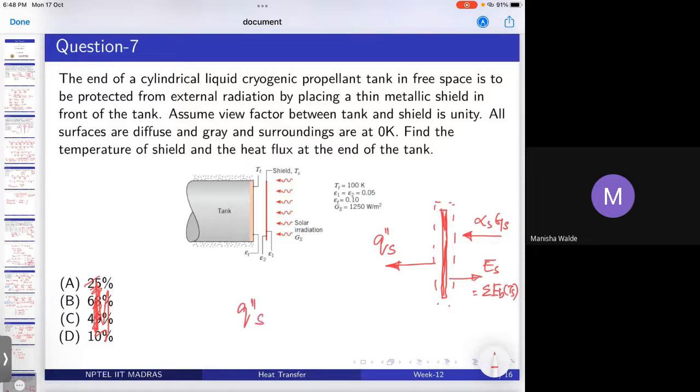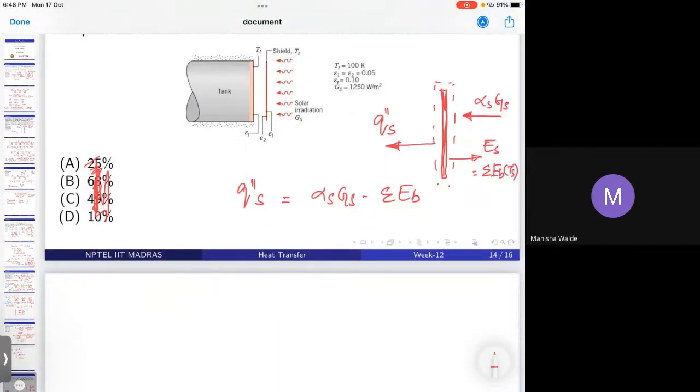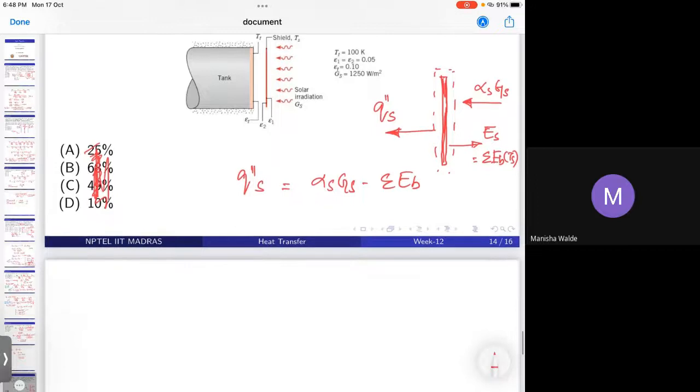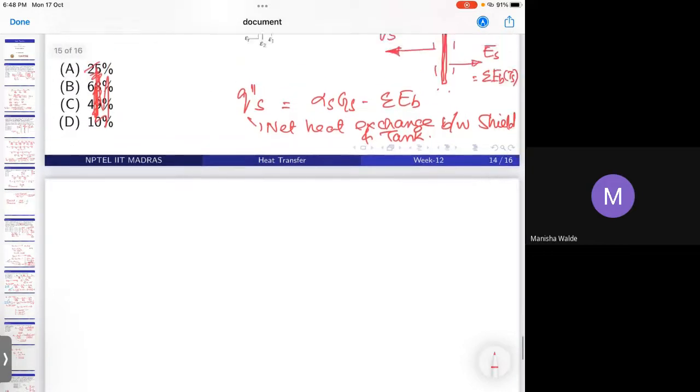By energy balance, this should be equal to the difference of whatever is coming in and whatever is going out. That is the net heat flux of this shield, and this is the net heat exchange between shield and tank.